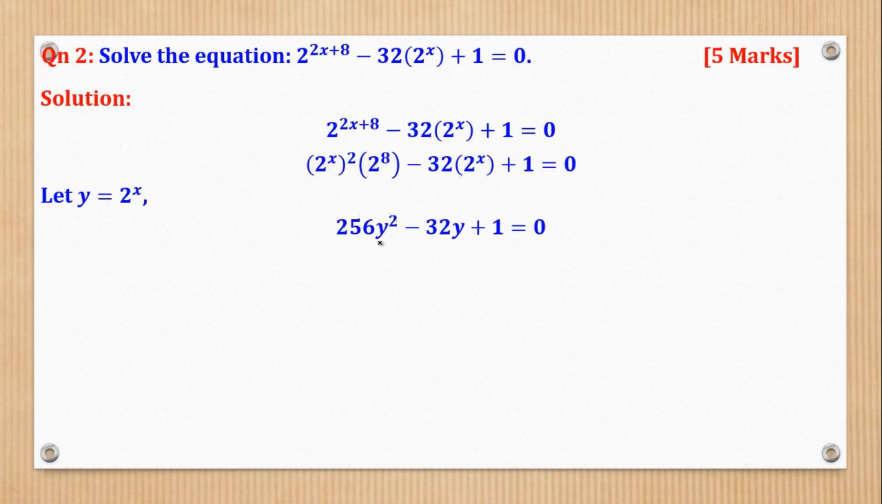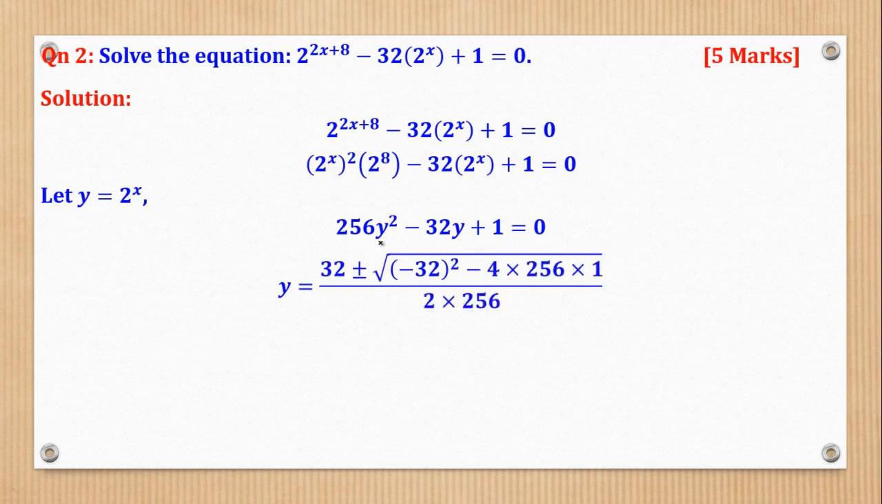So this is a quadratic. I can solve it, and I'll be able to come up with y as 1 over 16. So it has repeated roots. But I know that y is equal to 2 to the power x, therefore 2 to the power x is equal to 2 to the power negative 4, because 1 over 16 is 2 to the power negative 4. So when I cancel this, I'll come up with x equal to negative 4. And that's what they wanted.